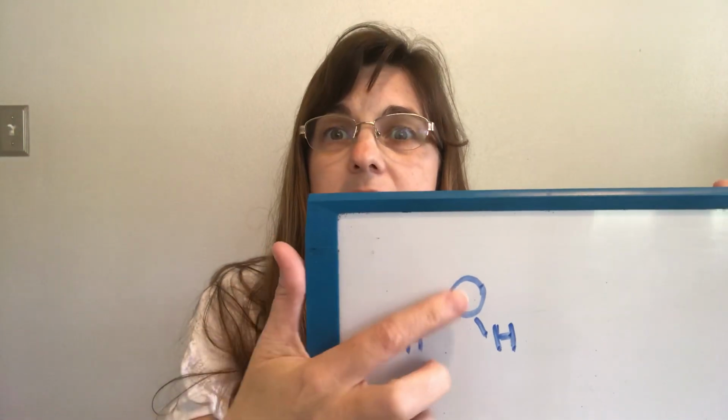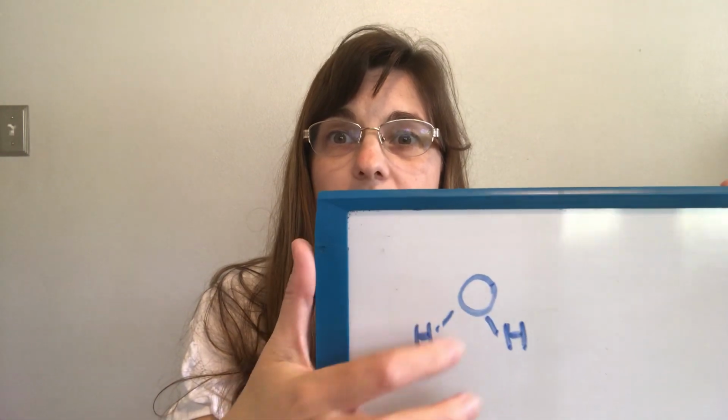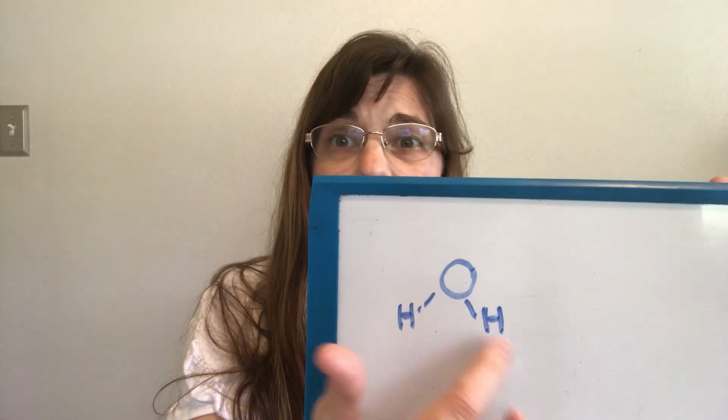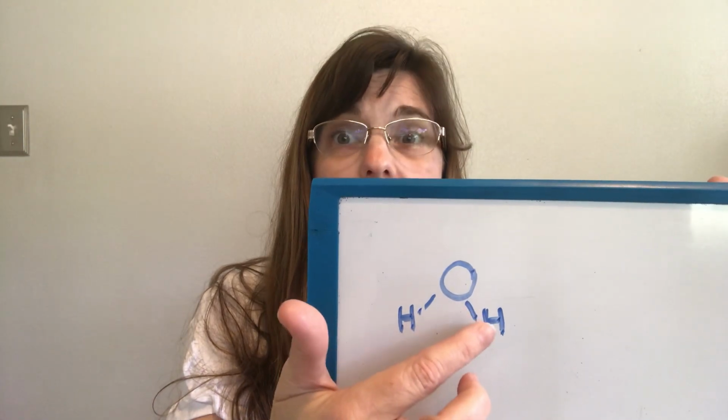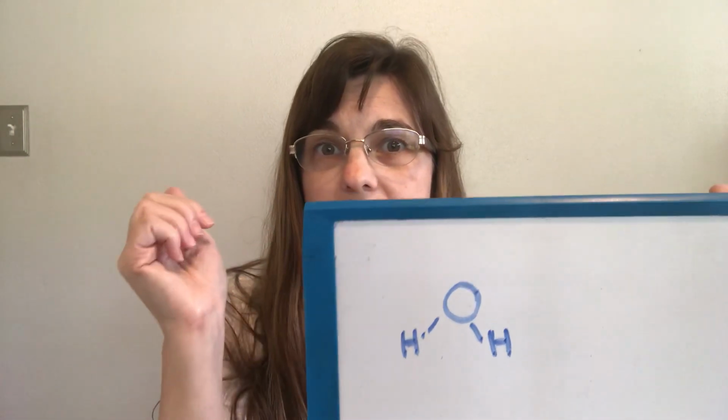And so in each of these bonds, this is a separate bond, this oxygen with this hydrogen, and then this oxygen with that hydrogen. In each of those bonds, oxygen, he called it, is hogging the electrons. It's basically pulling the electrons more toward itself.